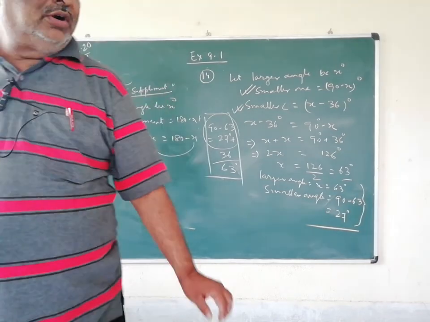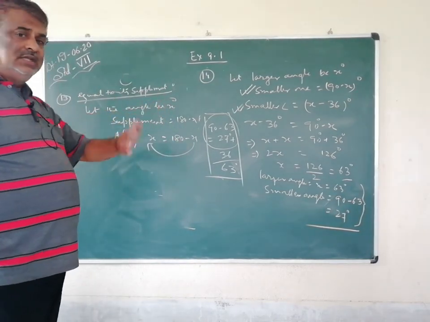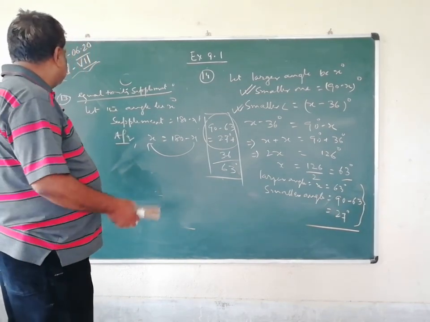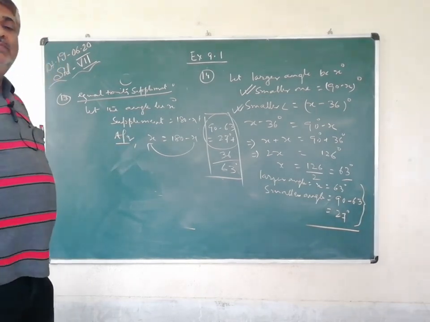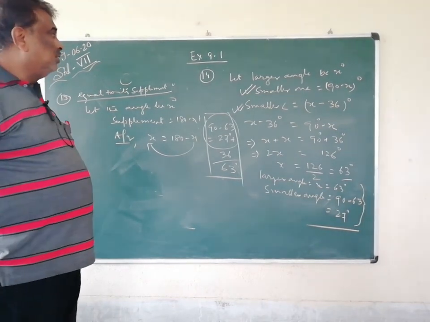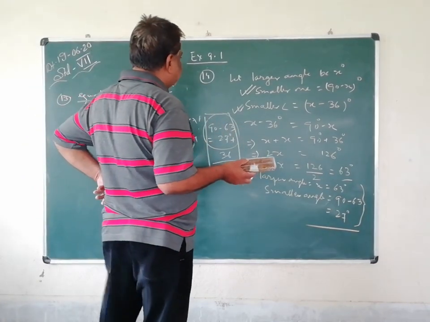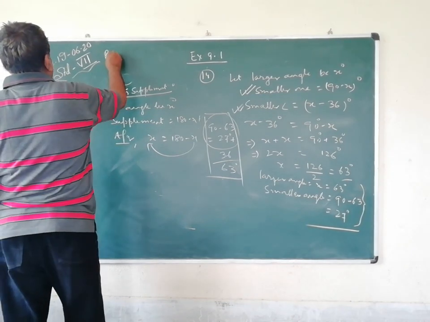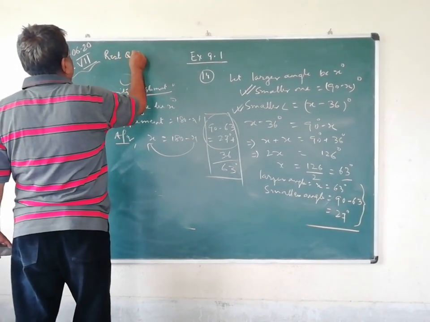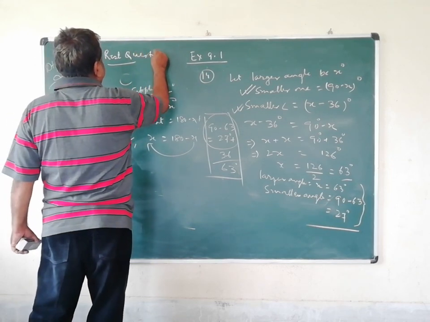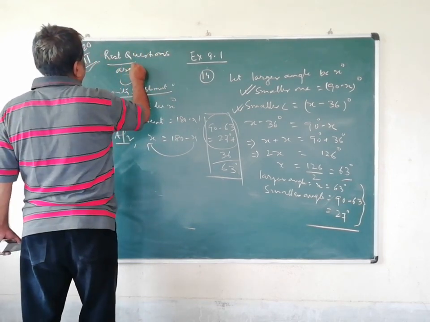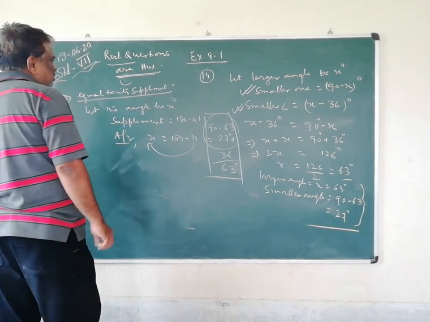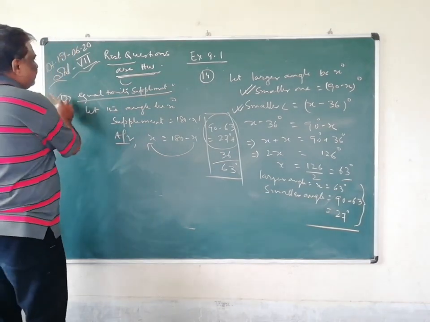If you have some problem with this, that is, the image is not coming clear, then you tell me, and I will solve these questions and send them to you by Telegram. Is it clear? So your exercise 9.1 is completed, and the rest of the questions that we have left are your homework. That is very few, I think 4 or 5 questions, and the rest I have done for you.